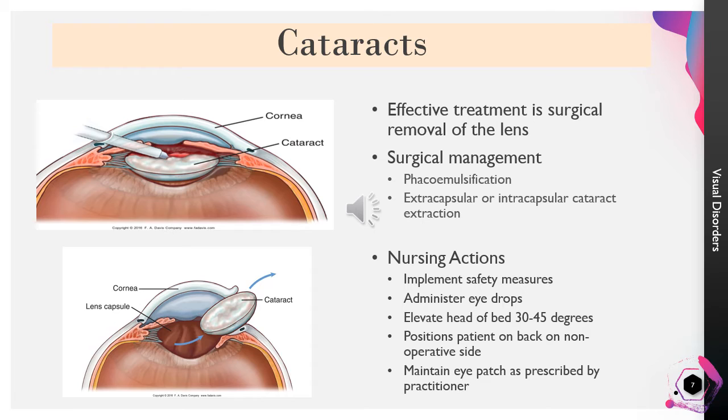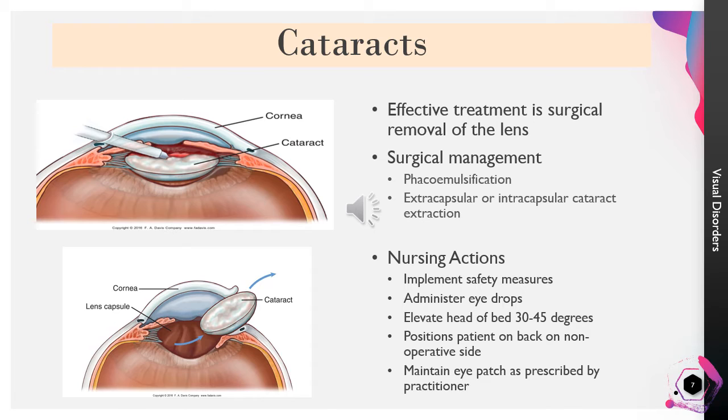The most effective treatment of cataracts is surgical removal of the lens. It is usually done via one of two surgical methods: phacoemulsification or extracapsular or intracapsular cataract extraction. These are the two most common operations in the U.S. for management of cataracts and for people over the age of 65.